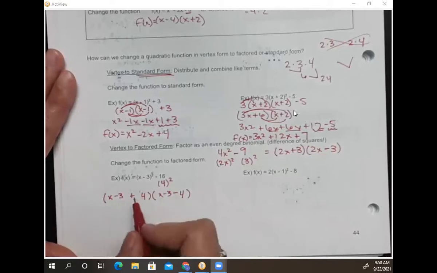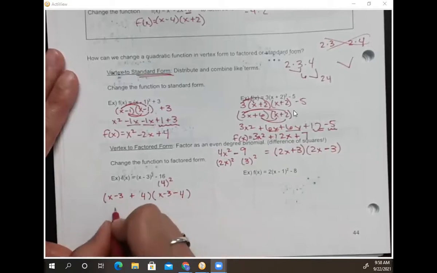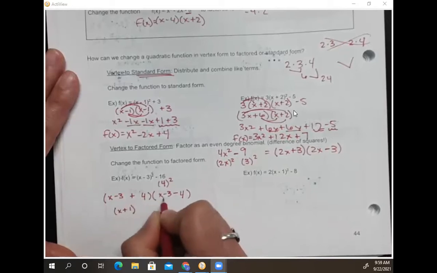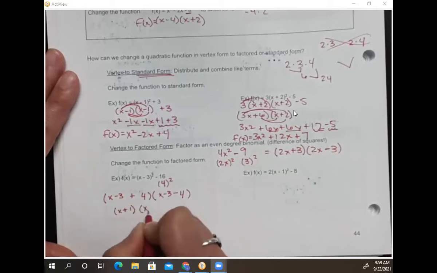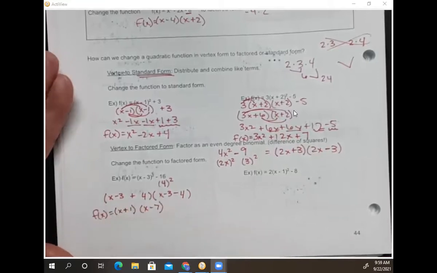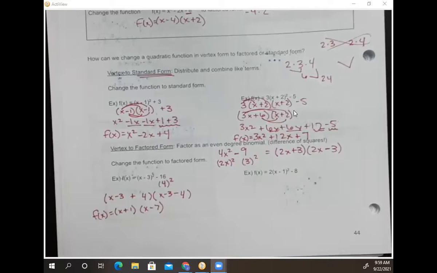And then I've got one more step here. I'm just going to tidy up these factors. So this would be x negative 3 plus 4, plus 1. And then x minus 7. Now, I understand that this is kind of a weird way to approach these problems. So we're going to take a look at a couple more examples of this.